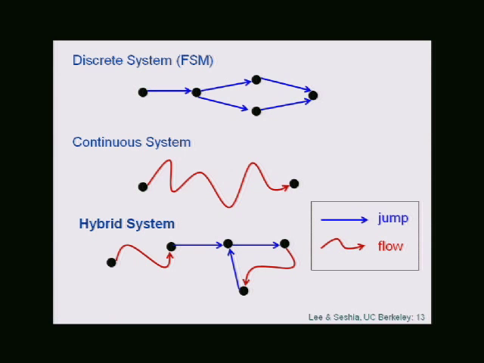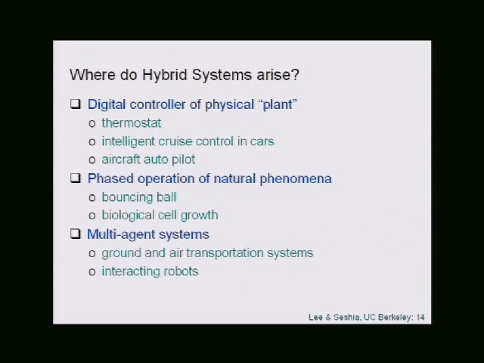Okay, so hybrid systems arise all over the place. Certainly they arise in cyber-physical systems where you have digital controllers of a physical system, which is typically called the plant. So think about the thermostat in your apartments or houses. You have really a digital controller, that's the discrete part, and that's controlling the heater, which is a physical system which has its continuous dynamics. And so that's an example of a hybrid system.